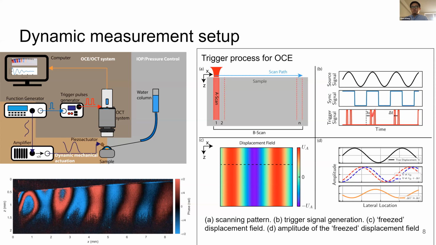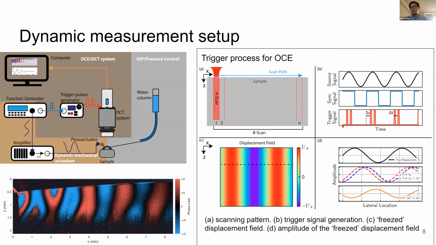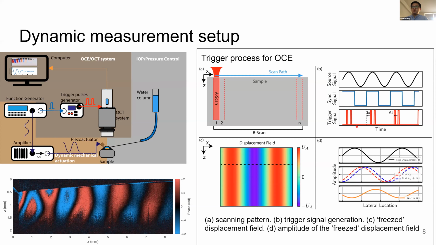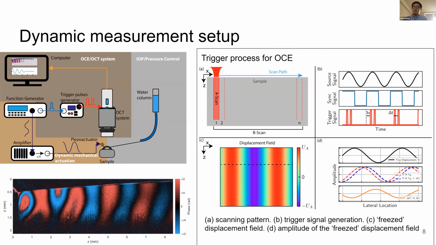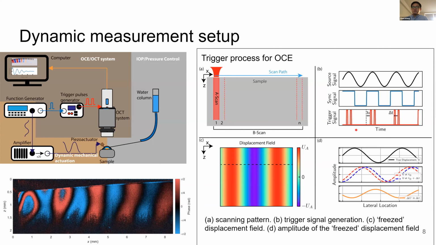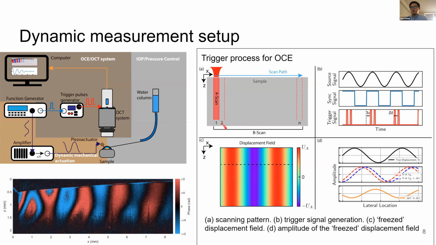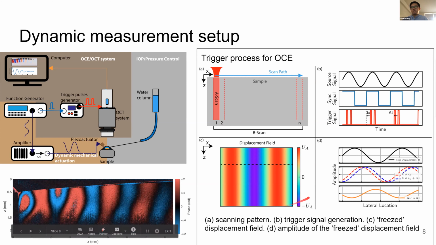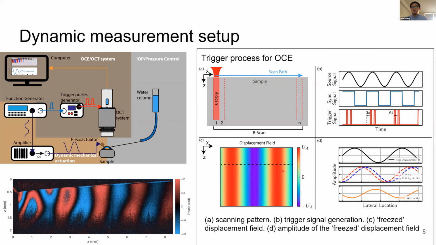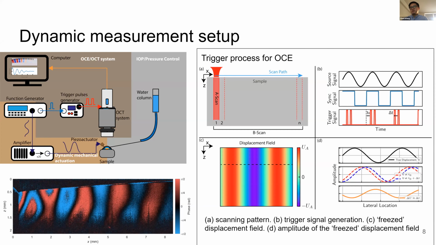So the profile difference between the two triggered events will represent the displacement amplitude within that interval. Through this process, we will repeat this for each column, and eventually we will have the displacement field that looks like this. This frozen displacement field will tell us the wavelength or the wave speed at this actuation frequency.